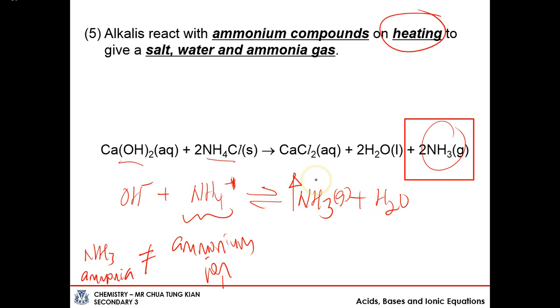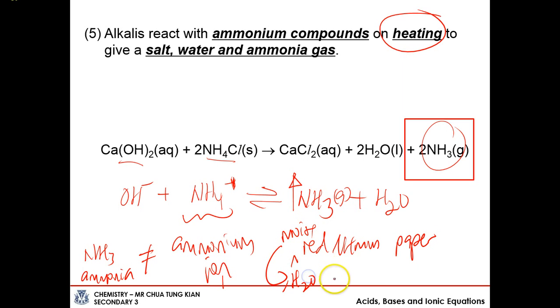ammonia gas. Okay, and because NH3 gas, when dissolved in water, gives us OH-, we can test for this gas with red litmus paper, which is moist. Why moist? Because we need to have water present to allow the OH- ions to exist.